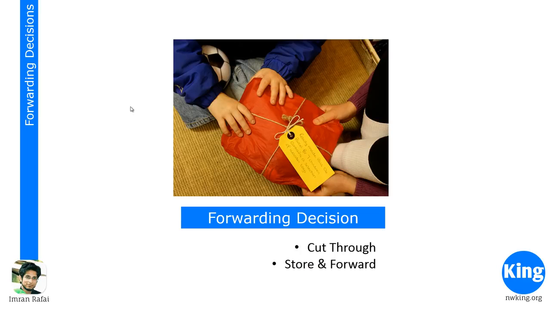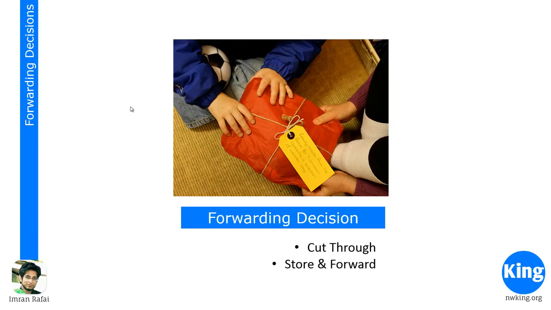Now, we spoke about forwarding decisions, so let's look at it a little more. There are two types of forwarding decisions that a layer 2 switch makes. It can use cut through switching, or it can use store and forward switching. Now, what's the difference between these? Let's assume one device wants to communicate with another device. So it says, okay, this is my destination MAC address, this is my source MAC address, and all the other information that follows, right?